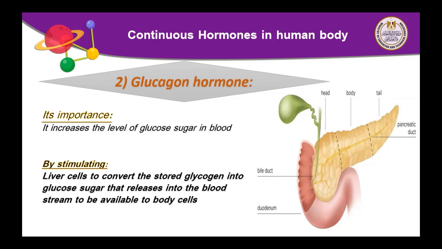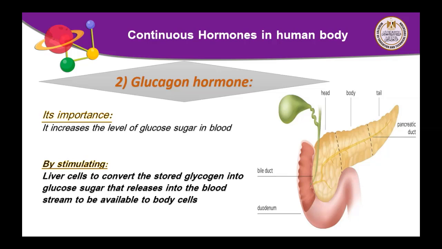What happens when the level of glucose sugar decreases in the blood? The second hormone, which is called glucagon hormone, is responsible for increasing the level of glucose sugar in the blood. How? By stimulating liver cells to convert the stored glycogen into glucose sugar that is released into the bloodstream to be available to body cells.